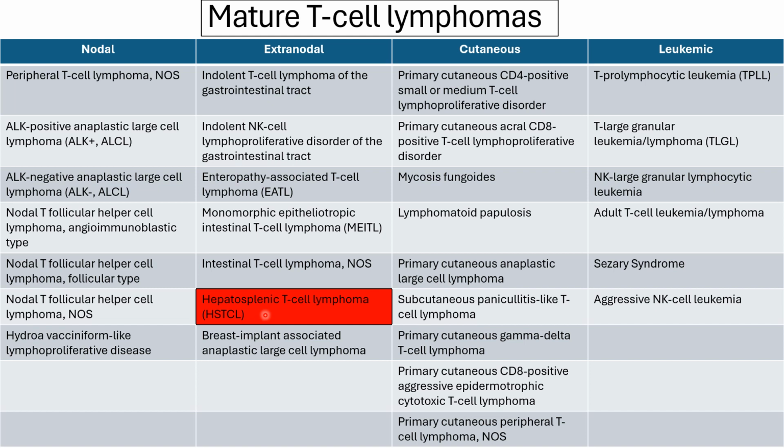It primarily affects young adults and is characterized by the infiltration of malignant lymphocytes into the liver, spleen, and bone marrow, and is often associated with immunosuppressive therapy, particularly in patients who have inflammatory bowel disease who have been treated with medication like azathioprine, 6-mercaptopurine, and infliximab.